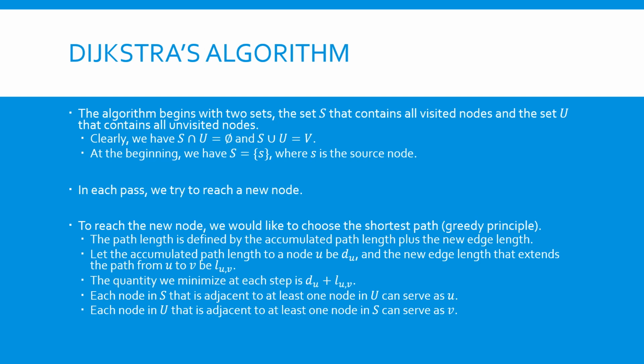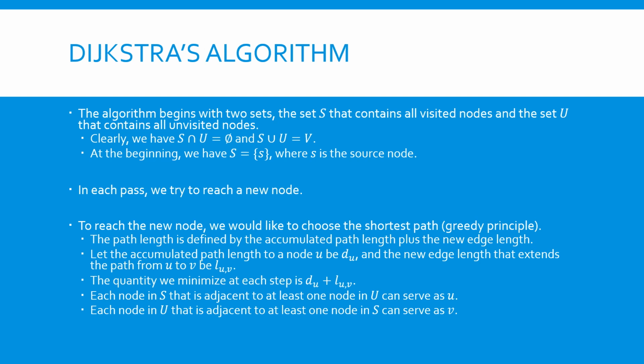When calculating the total cost, we add the cost to the current node and the cost of reaching the new node from the current node. Let U be the current node and V be the new node. Also denote DU as the total cost to reach U and LUV as the cost to V from U. Know that LUV is just the weight of the edge UV. The total cost to reach V via U is DU plus LUV.